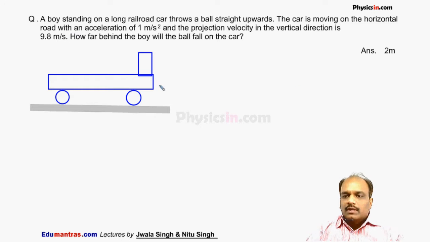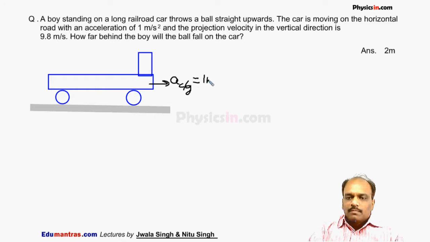This is a railroad car. It is moving horizontally with an acceleration of the car with respect to ground of 1 meter per second square. And this is a boy who is standing in this car. He throws a ball vertically upward. This is V naught. So let's fix the coordinate system in this trolley itself.